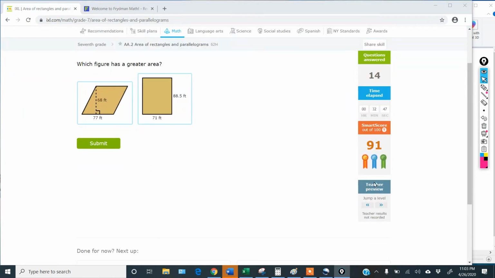Okay, all right, so these are all the same. So you could try reasoning some of these out. But if not, you can just multiply the two numbers together and see which one turns out to have a greater area.